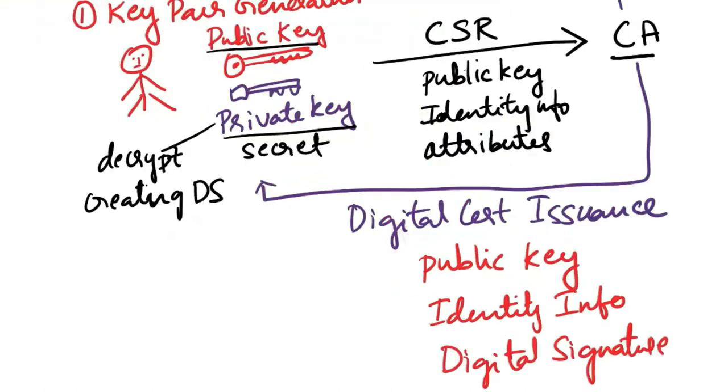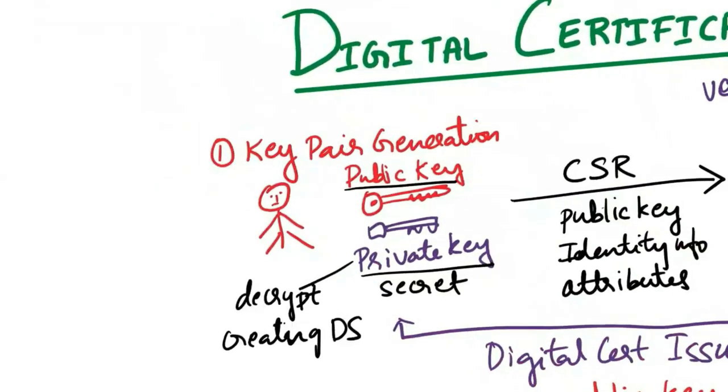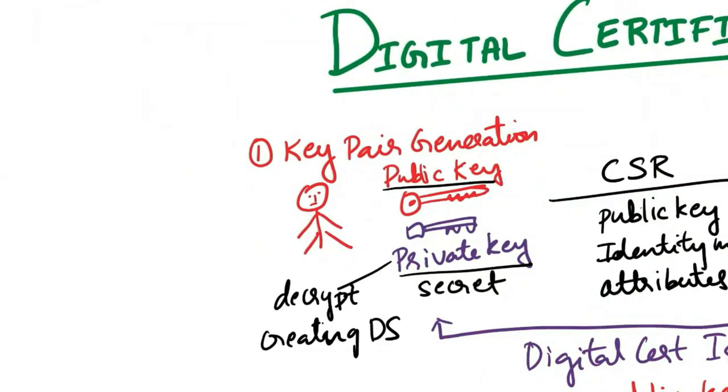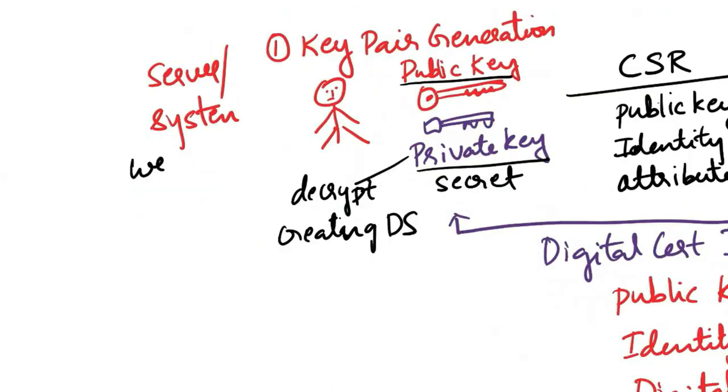Once the certificate holder or the entity receives the digital certificate from the CA, it must be installed on the entity's server or system. For a web server, this often involves importing the certificate into the server's configuration.